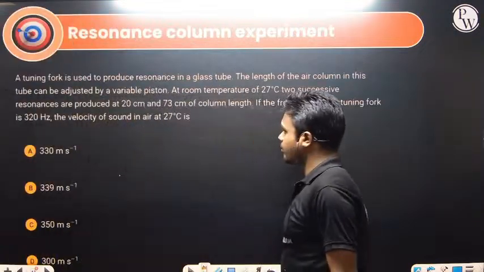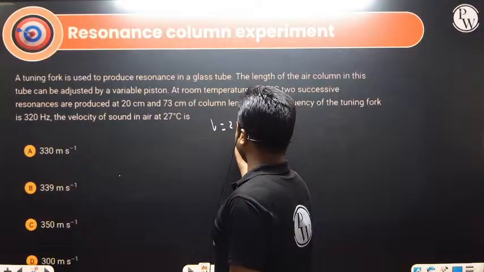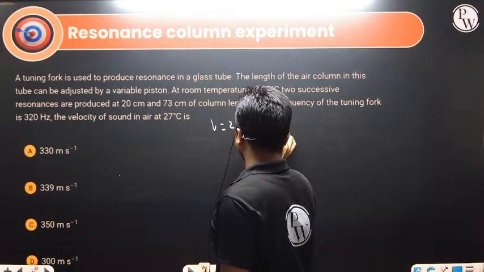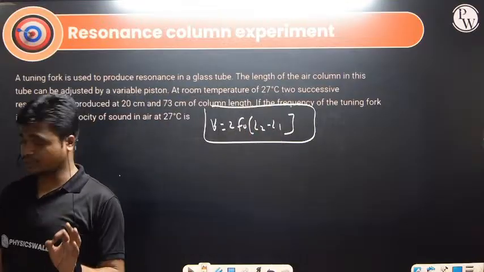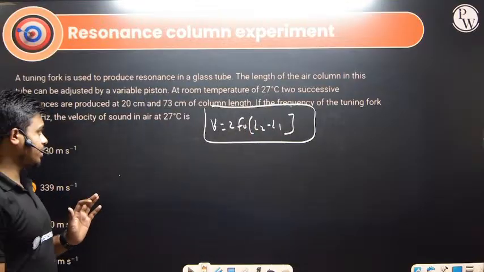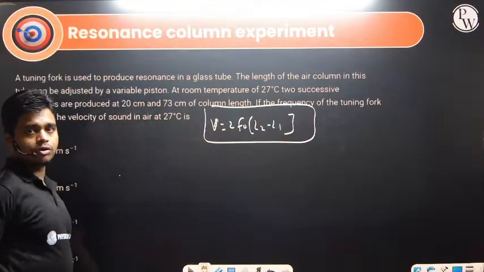Resonance column experiment. There is one formula, you can note this down: V is equal to 2F0 into (L2 minus L1). This is a direct formula. One or two times they have asked this in previous NEET papers. So V is 2F0 into (L2 minus L1).